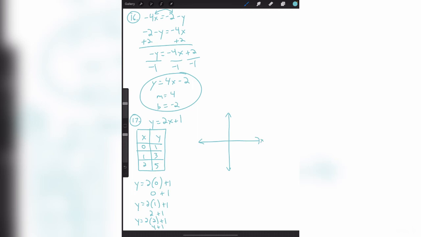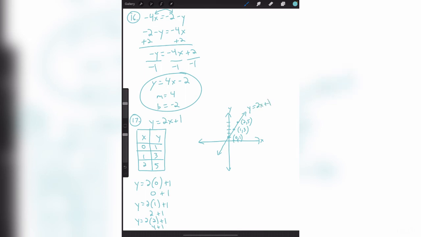Okay, this is my x-axis. This is my y-axis. I have 0, 1. I have 1 up 3. 1, 2, 3. And I have 2, 5. 1, 2, 3, 4, 5. Okay, so those are my 3 points. So I have 0, 1, 1, 3, and 2, 5. And my equation for the line was y is equal to 2x plus 1.